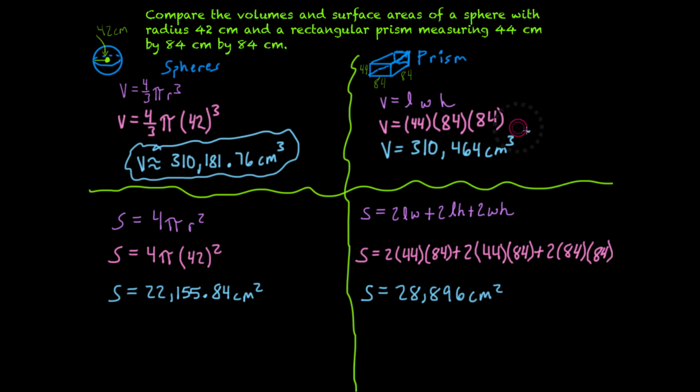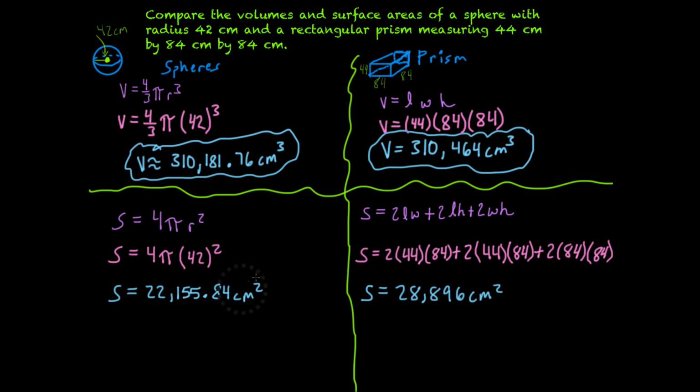compare the values. So looking at the volume of both sphere and prism, well, I can see that the prism's volume is larger by about 280 centimeters. And some people might say, well, that's not that far off from one another. So since we're dealing with large values here, I'm going to approximate the volume of both sphere and prism to be about the same. They're approximately the same volume.